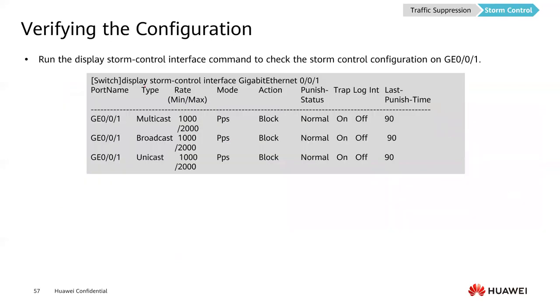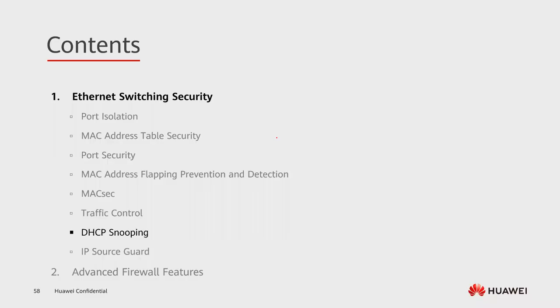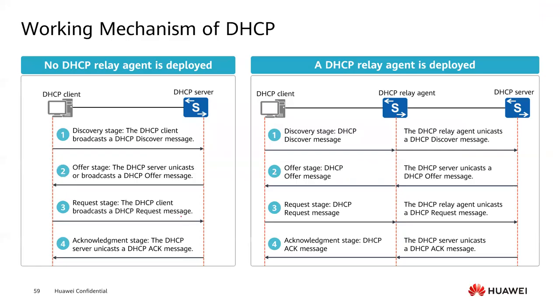Okay, we can use this command, display storm control interface gigabit. We can use this command to check your configuration result. You can see it. For this command, multicast, broadcast, unicast have already set a different rate, and the action is block. Now let's look at what is the DHCP snooping.